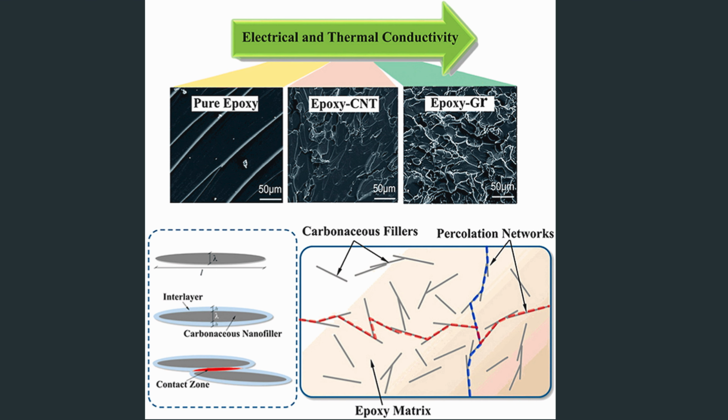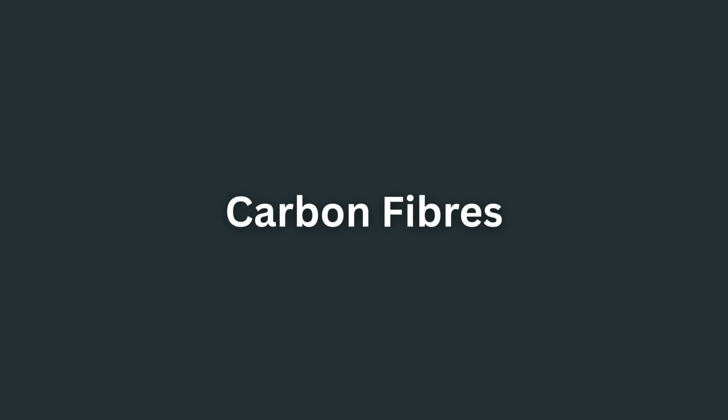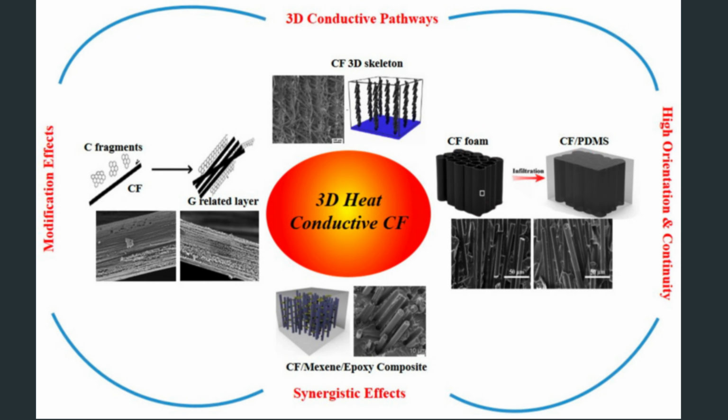CNT-filled adhesives are often used in high-performance structural applications such as aerospace components, including aircraft wings and fuselage structures. Carbon fibers. Carbon fibers are less frequently used as fillers than CNTs because of their larger diameter and lower mechanical reinforcement efficiency. Nevertheless, they offer several advantages, including lower cost, good thermal conductivity, and high aspect ratio.